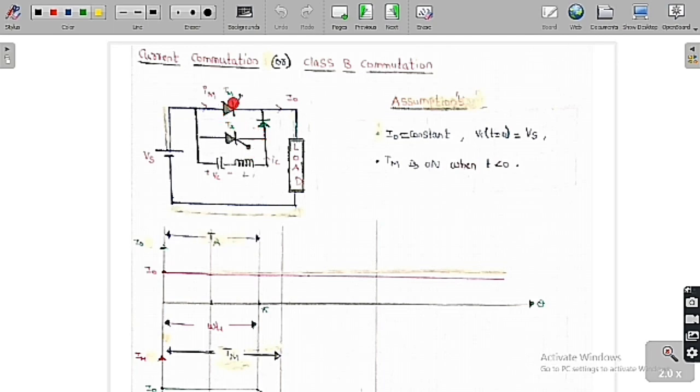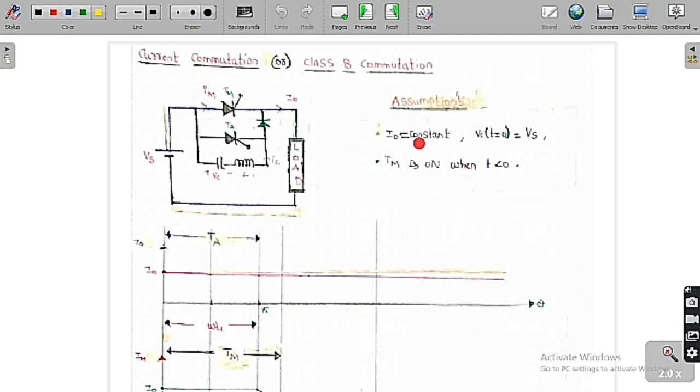The current in the main thyristor is Im. The voltage across the capacitor is plus or minus Vc, this is the inductor L, and let me assume this is the direction of the current Ic, and this is the load current I0. We are going to make some assumptions in the circuit: I assume that I0 is a constant value, meaning the load current is always constant with respect to time, that is, the load has a huge value of inductance.